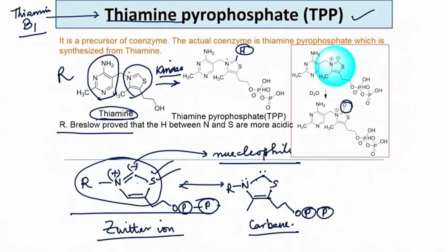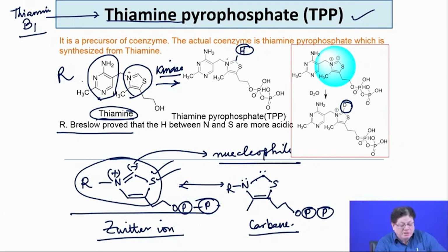Towards the end of the last session, we showed you the structure of thiamine pyrophosphate, which is the coenzyme form of vitamin B1, that is known as thiamine. Again, we can show the slide where we ended: this is thiamine, which has a pyrimidine ring and the thiazolidonium ring, and it is present as the pyrophosphate in the coenzyme form.